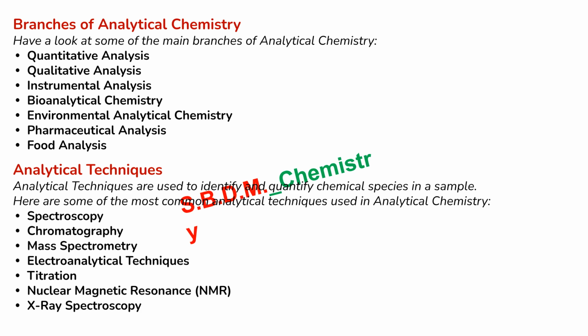The main branches of analytical chemistry include quantitative and qualitative analysis, instrumental analysis, bioanalytical, environmental, pharmaceutical, and food analysis. Common analytical techniques used to identify and quantify chemical species include spectroscopy, chromatography, mass spectrometry, electroanalytical techniques, titration, NMR, and X-ray spectroscopy.